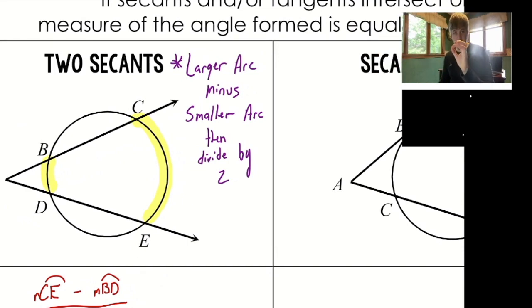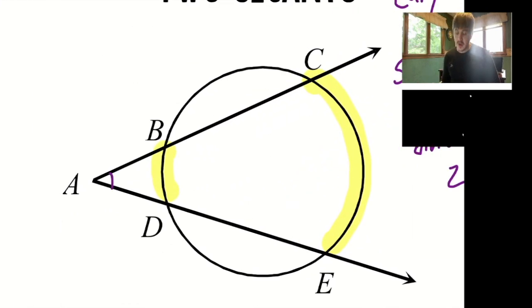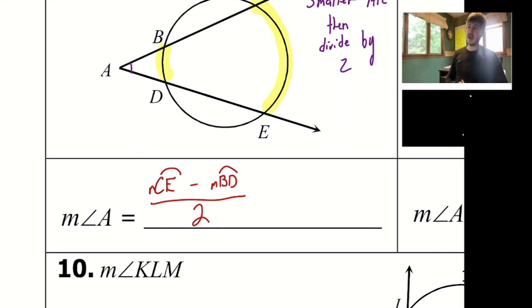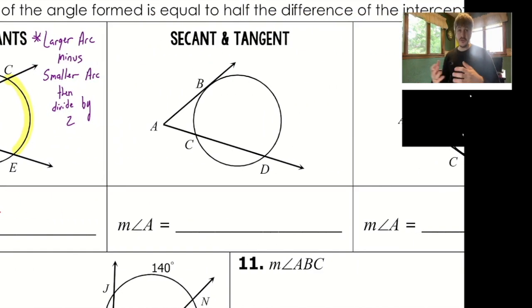You're always going to take the biggest intercepted arc, you're going to subtract the smaller one, divide by 2, and that's going to give you the angle that's outside of the triangle, which in this case, when we do this procedure, we would get the measure of angle A. But you got to remember it's subtraction, not addition, because it's not inside. So using the same rule, it's going to be the same one. The larger arc minus the smaller one.